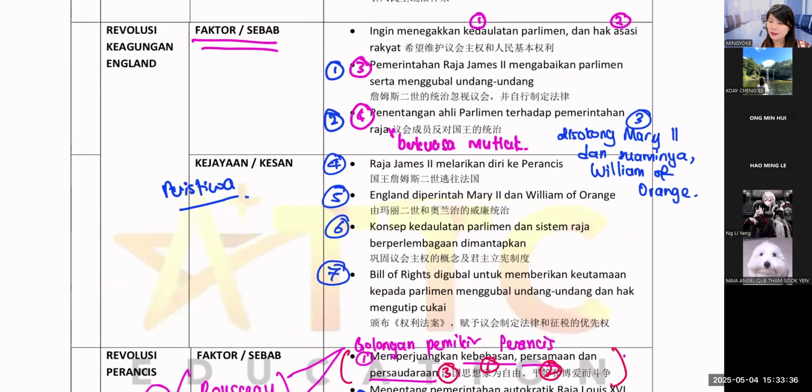Revolusi Keagungan reason is they want to uphold the parliament's sovereignty. They want to uphold the citizens' basic rights. And then at the same time, you see 1 and 2, right? The pink color is the sebab factor. So then you can say that Raja James II ignored the parliament and created the law himself. And that's when the parliament went against the king with absolute power. Raja berkuasa mutlak. Why? Because the Raja created the law without consulting the parliament. So 1, 2, 3, 4 lor.